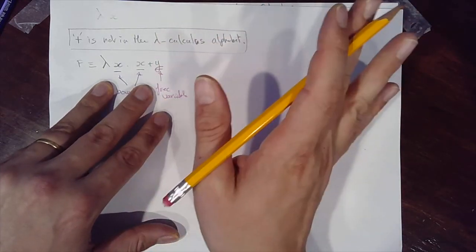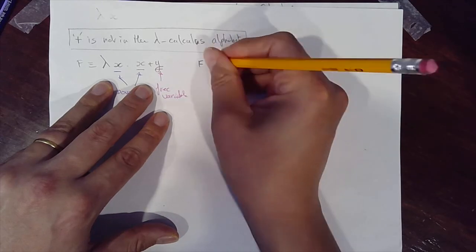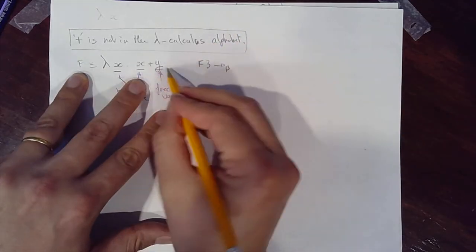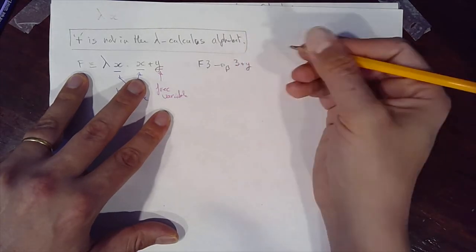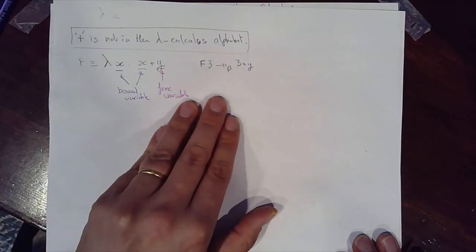So let me correct that. You can apply it, right? Because f applied to 3, for instance, you're going to replace x by 3, and you're going to get 3 plus y, right? y in there is still a free variable. You do not have any binding through a lambda expression.